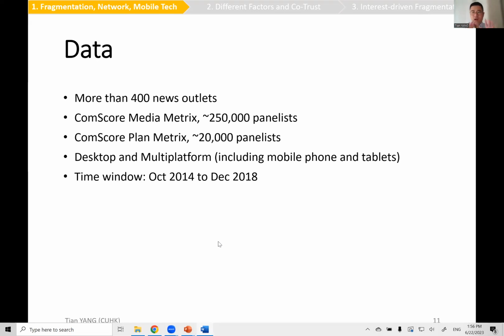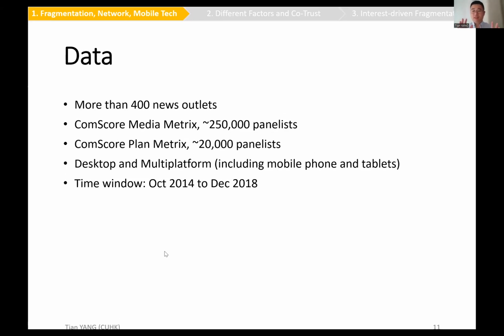Okay, so now we have data and we have our goal to measure the audience fragmentation and how it was affected by mobile technology. Next, how can we get from the data to the audience fragmentation? We need to build a pipeline to measure audience fragmentation. Here, we start to introduce our network model to do that.